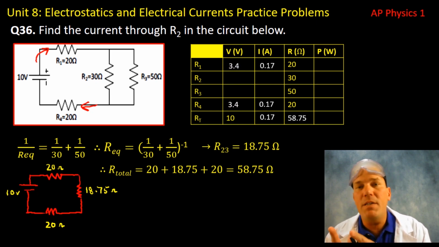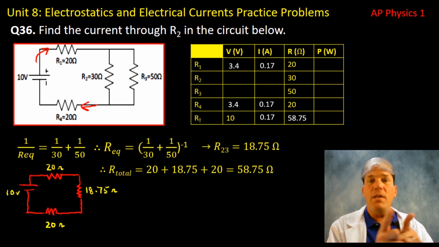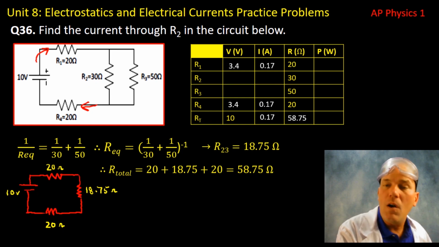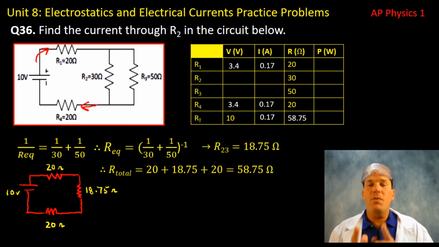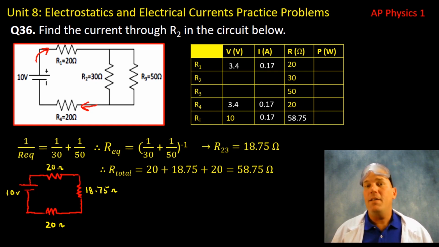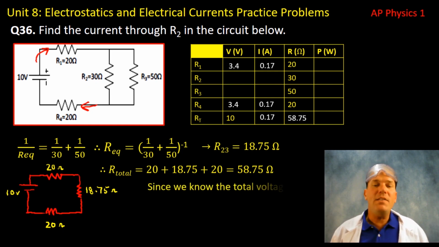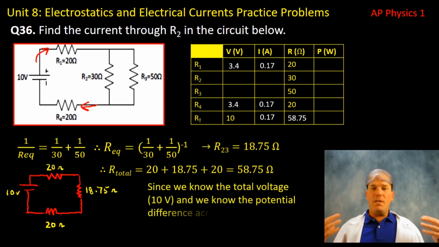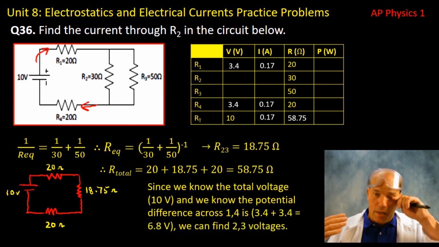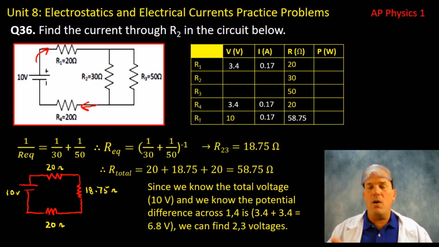That enables me to use Ohm's law to calculate the potential difference. R1 equals 3.4, R4 equals 3.4 because they have the same resistance and the same amount of current going through them. So those numbers make sense. The next step is going to be figuring out what's going on across R2 and R3.